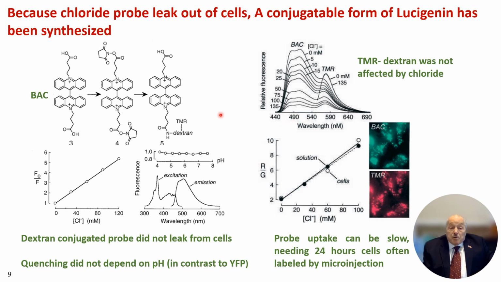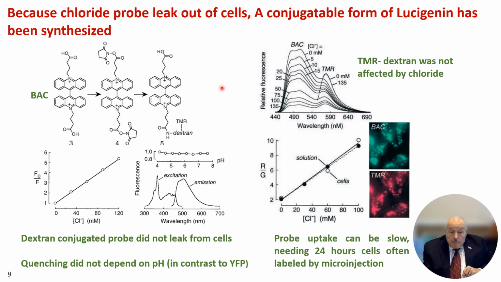Because the chloride probe leaked out of cells, what was needed was a conjugatable form. One or two groups did make a conjugatable form. They made it out of the leucogen because it was most favorable, longest wavelength, and they could make it in a reactive form.